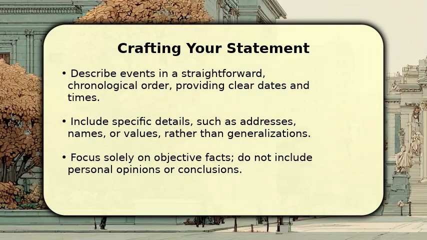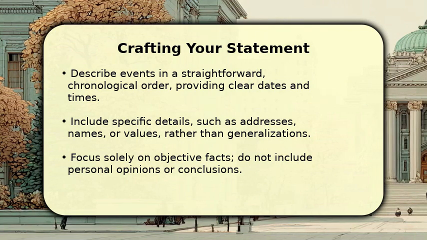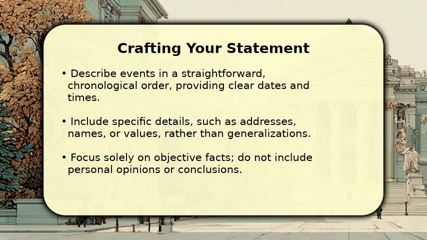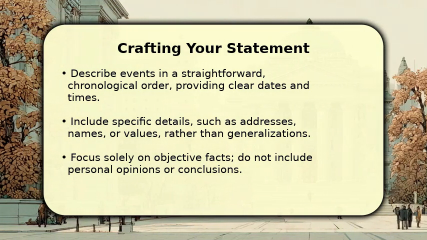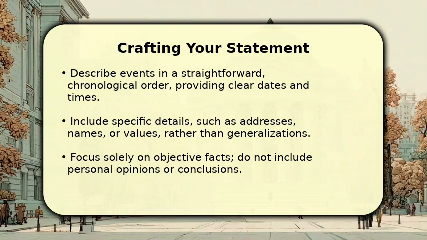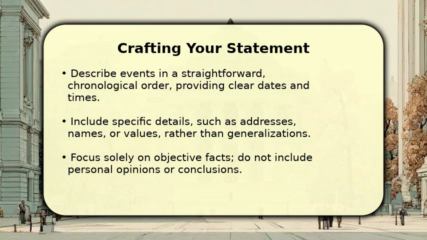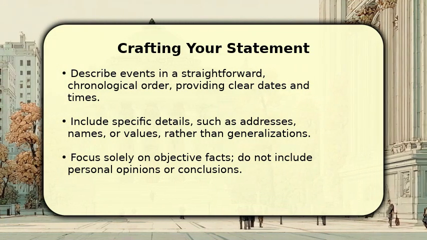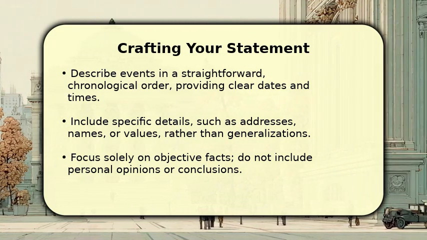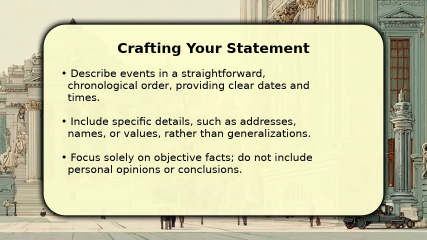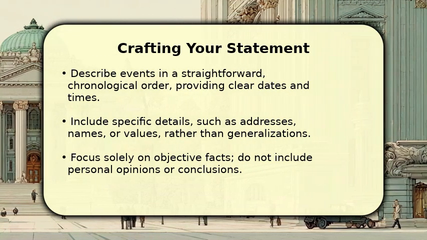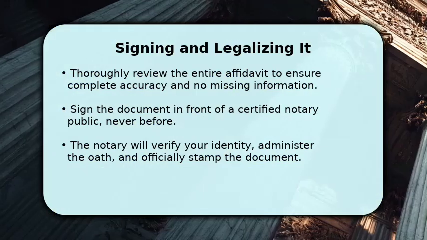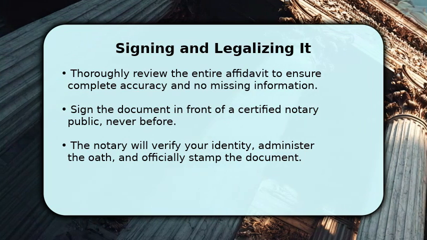When writing the core content, precision and objectivity are your best allies. Present all your factual statements in a clear, logical, and often chronological order. For instance, instead of saying "a while ago," state "on June 15th at approximately 3:30 in the afternoon." Avoid including any personal opinions or speculative conclusions. Stick strictly to what you know as fact. If you have supporting evidence, like a photograph or a contract, attach it as a clearly labeled exhibit, referencing it within the affidavit.